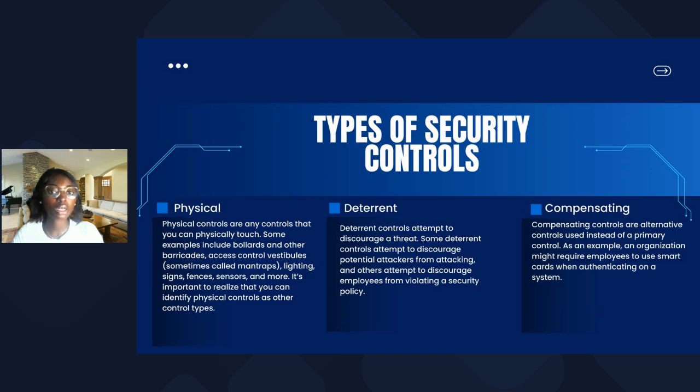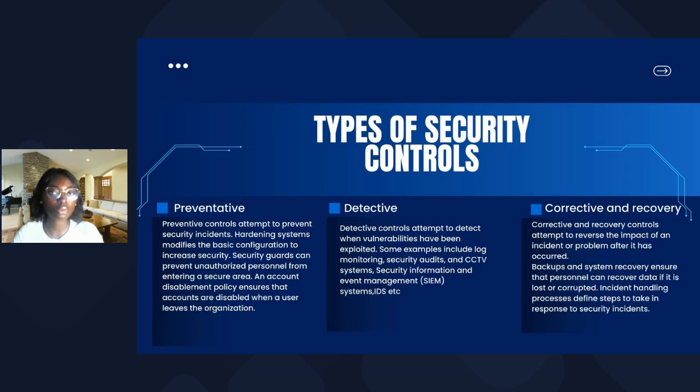We also have physical, deterrent, and compensating, right? So I'll start with the preventive and preventative. Whether you call it preventive or preventative, you're actually correct, right? And these controls are attempts to ensure that the organization is able to prevent security incidents, right?